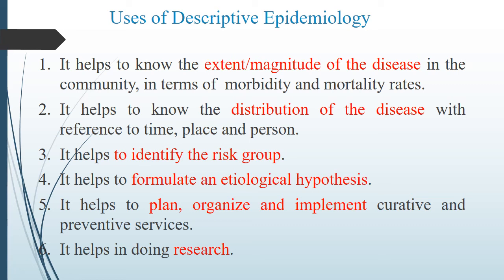And third, it helps to identify the risk groups. By studying this, we can know that under-5 children are at risk of malnutrition, and children are at risk of getting measles. So like that we can identify the risk group. And the fourth one is that it helps to formulate an etiology hypothesis. We have already seen how to formulate an etiology hypothesis, so we can come to know about the etiology factors.